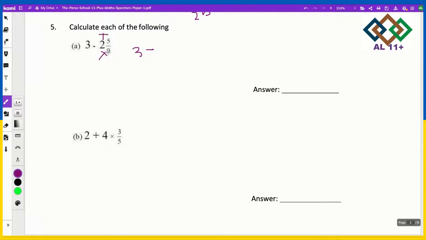So it's 18 plus 5 is 23. 23 over 9. Then you have to just try doing that. 27 minus 23 over 9, because this one doesn't have anything.